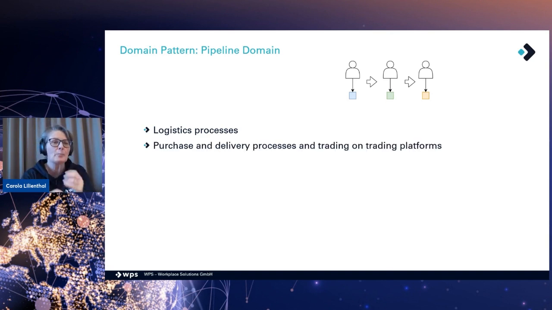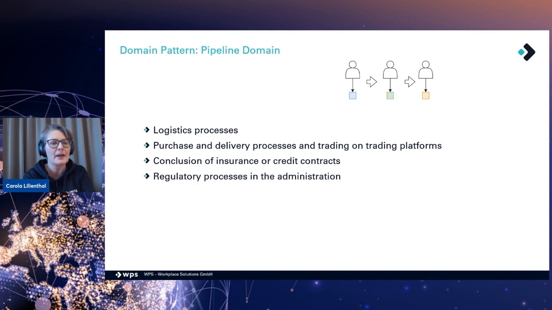Another one is purchases and delivery processes, or trading on trading platforms where there are clear steps that are performed one after the other. Or as well, a conclusion of an insurance or a credit contract. The leasing example was a bit like that as well. Regulatory processes in the administration in your country follow the pipeline pattern as well.